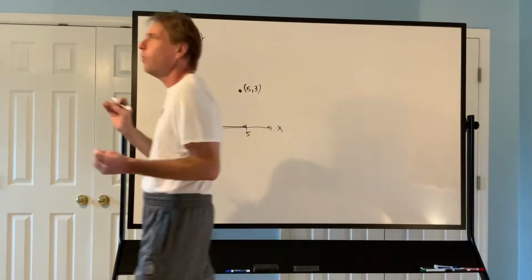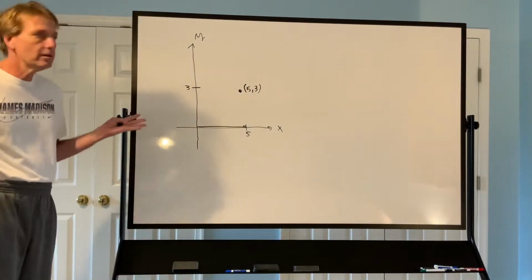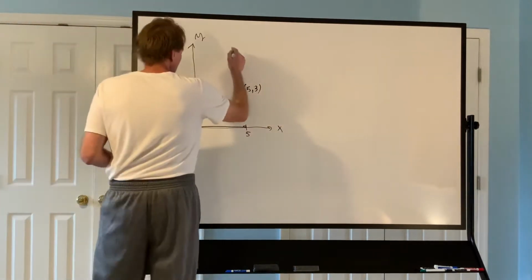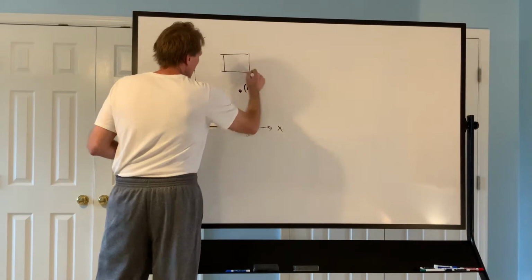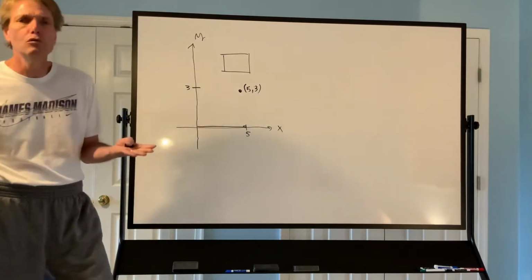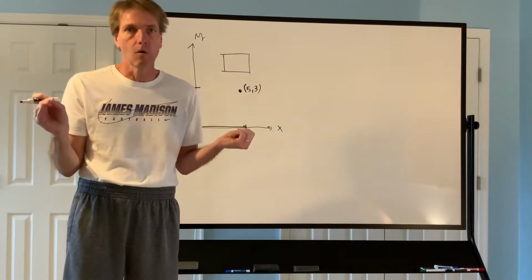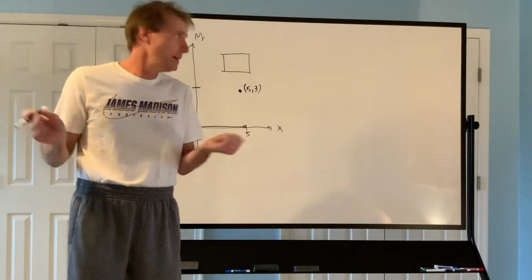You go over this distance and you go up that distance. And as long as what we're describing and what we're interested in has the shape of something that looks like a rectangle, or we can use the idea of the rectangle, this works out fantastic.